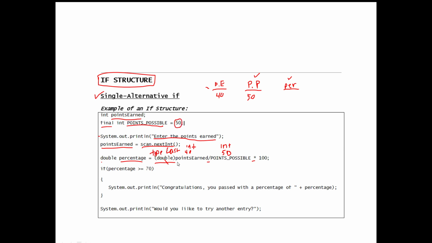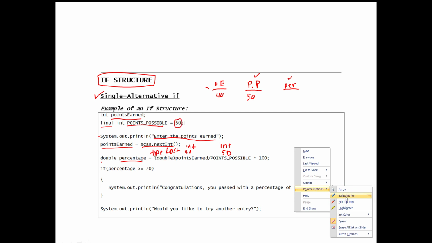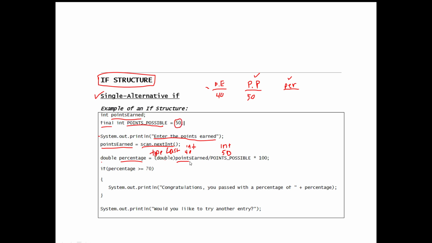And so now the question, which I asked in class, is this double acting on points earned, or points earned divided by points possible, or is it acting on the entire thing? Some people got this and they said there are no parentheses here. It's not doing anything like this, where you would do all of this inside here first and then apply the double. No, that's not happening. Instead, it's going to act only on the item next to it, because there are no parentheses otherwise. And so it's only going to act on points earned.